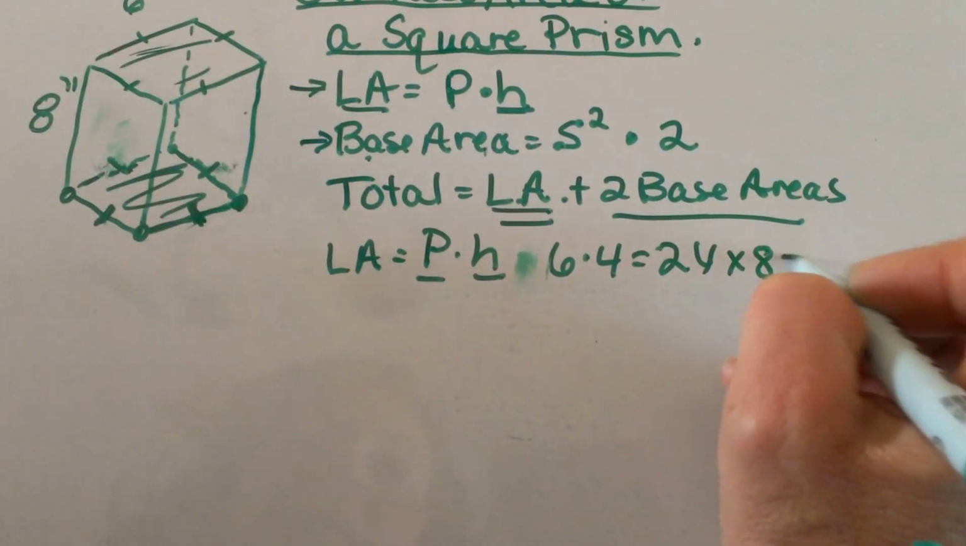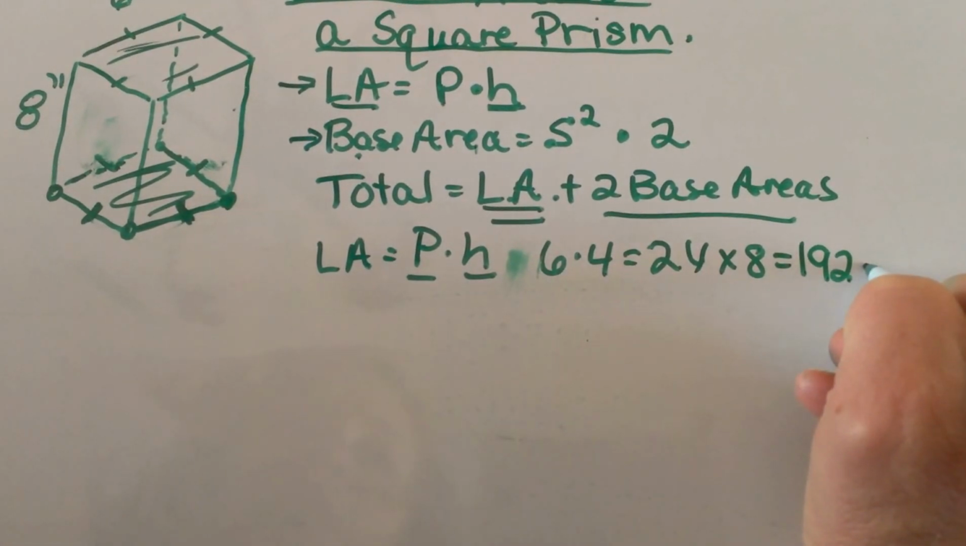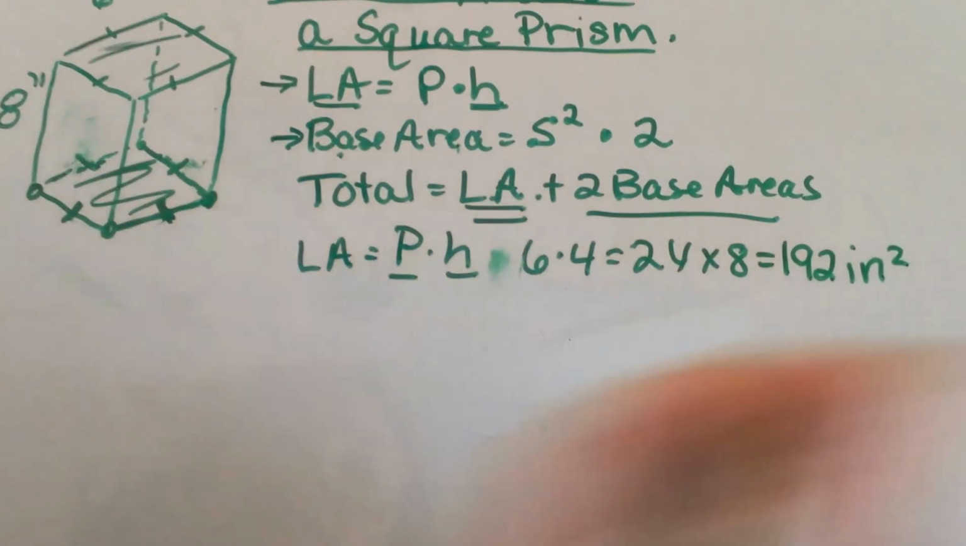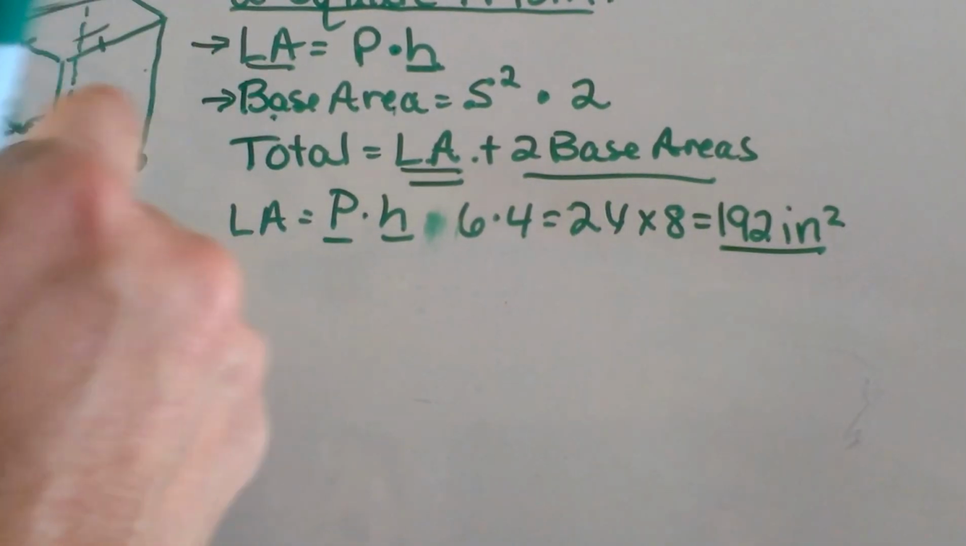So let's go over here and multiply that together. 24 times 8 multiplies to 192, and that's in units. The units are inches, so that's inches squared. So that's our total lateral area, or the sides that go around.